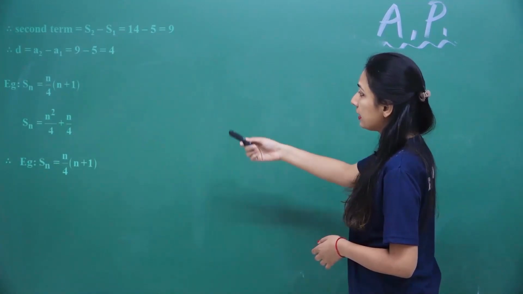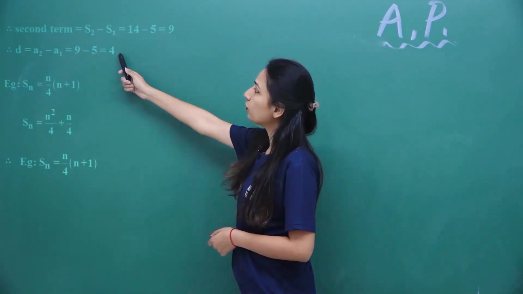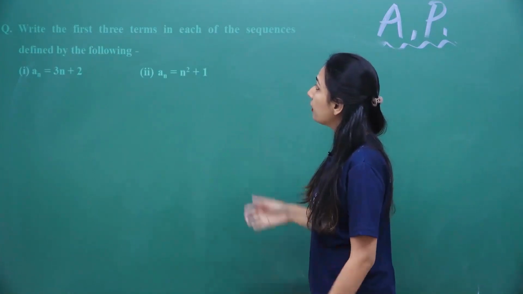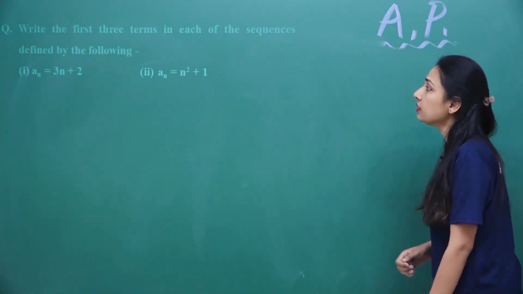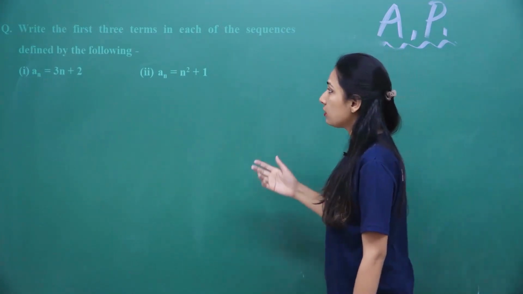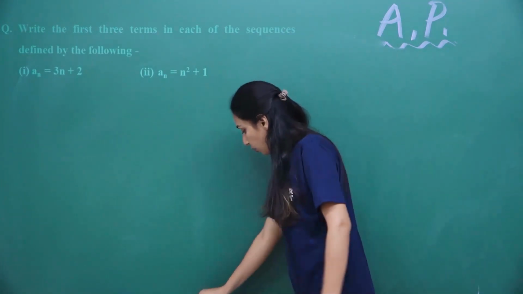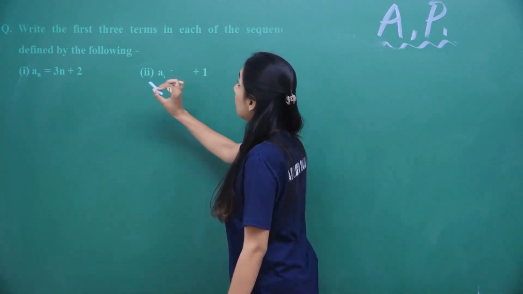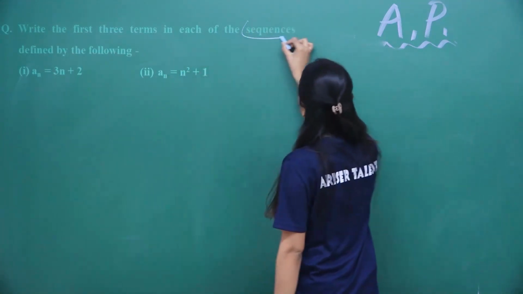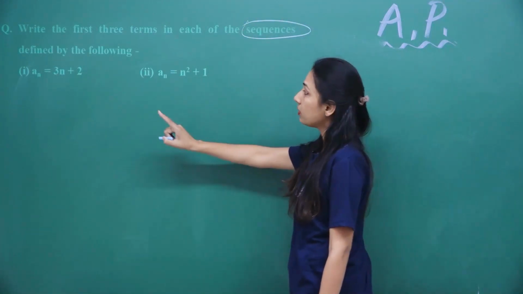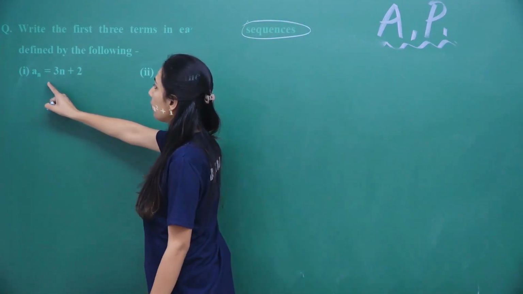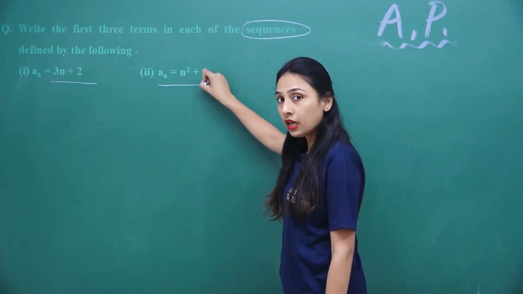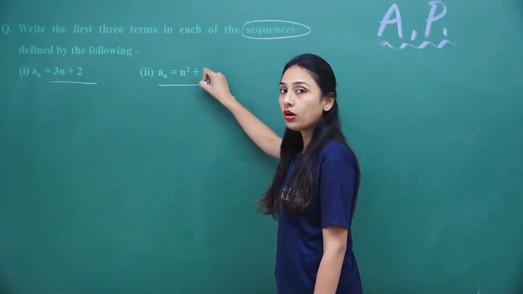Okay, so in the first example, the common difference is 4. Now, write the first three terms in each of the following sequences defined by an equals to this and n equals to this. If you carefully see these two sequences, these two are sequences, not an AP, because this is linear, but this is not linear. So that can be a series but not an AP.